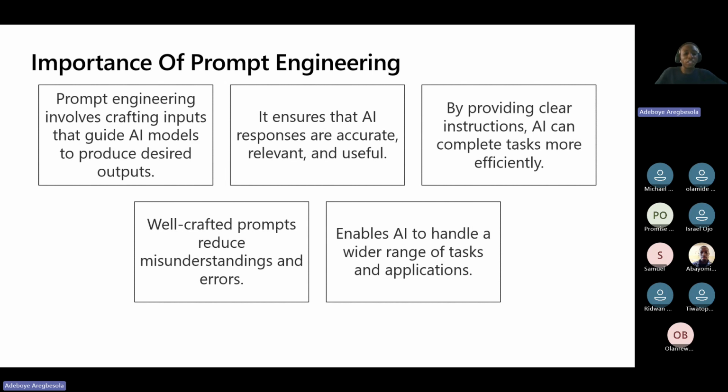Now, with prompt engineering, you'll not just be getting outputs anymore. You'll not just be getting responses, but you'll be getting desired responses. What you desire, what is in line with what you have in your mind. And again, it ensures that AI responses are accurate, relevant, and useful. That is also almost saying the same thing as desired responses.